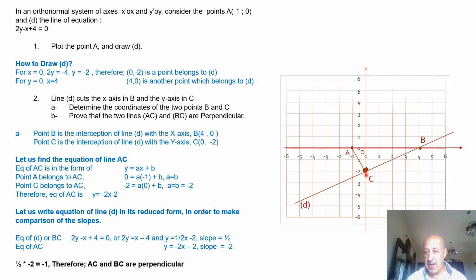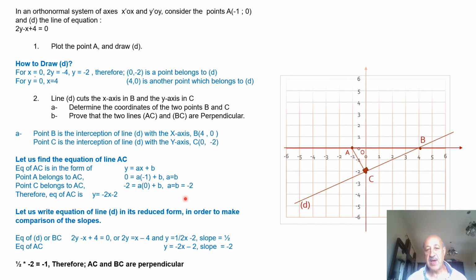We know that a is the slope of this straight line. So point A belongs to AC, so the coordinates of A should satisfy the equation y equals ax plus b. So we simply put 0 for y equals a times minus 1 for x, plus b. It gives me a equals b. So we know that the slope of this straight line is b.